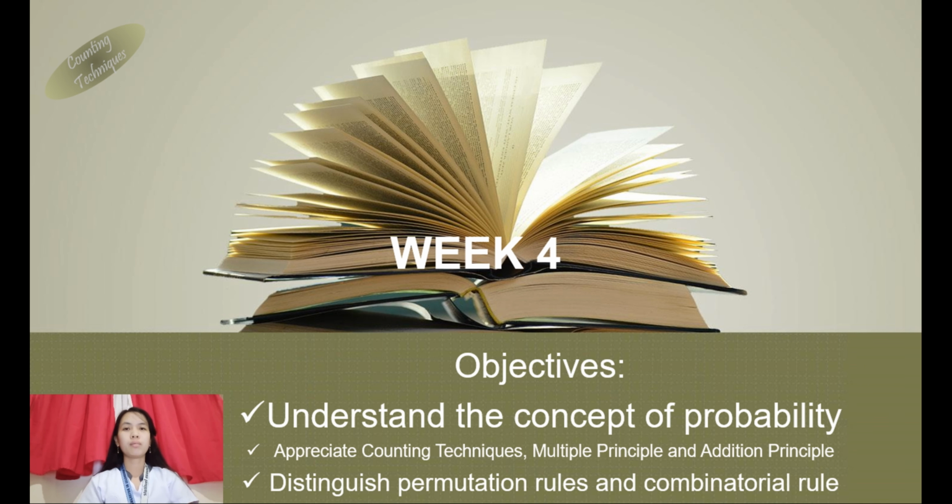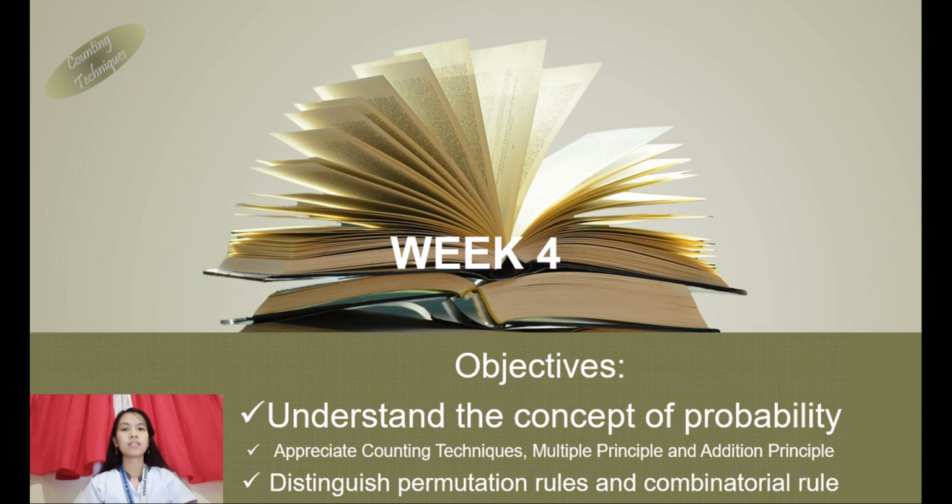Here are our objectives. After completing this topic, students should be able to understand the concept of probability and its importance in inferential statistics. Also, students should be able to appreciate the counting techniques and their principles. Lastly, to be able to recognize or distinguish permutation rules and combinatorial rules.